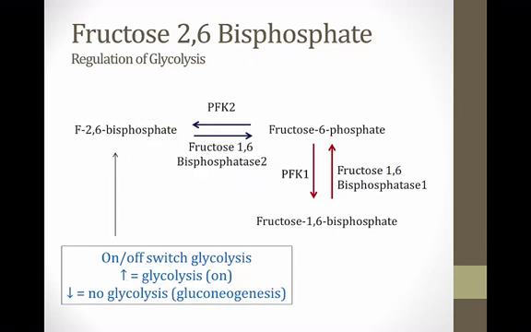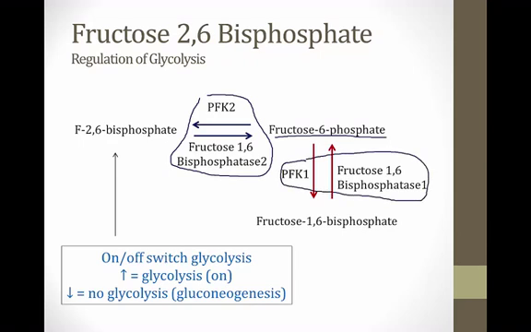What's confusing about fructose 2,6-bisphosphate is that it is synthesized from fructose 6-phosphate, one of the molecules that it is supposed to regulate. The way this is done is by a pair of enzymes called phosphofructokinase 2 and fructose 1,6-bisphosphatase 2. They have the same name as these two enzymes here, they just have a 2 instead of a 1.